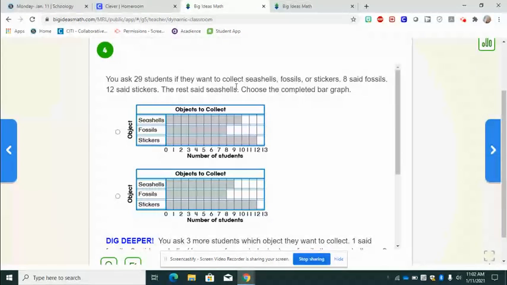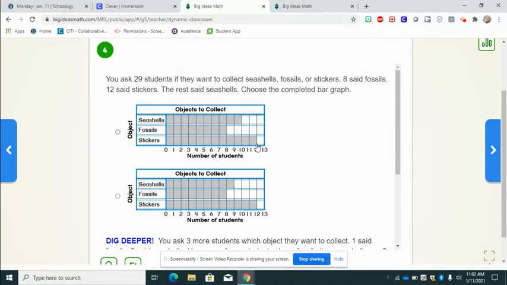8 of them said fossils and 12 of them said stickers. So if we look at our fossils, we should see the number 8. And then if we look at stickers, we should see the number 12, which is the same thing in this bar graph down here. But our question is, how many chose seashells? Because we don't know the answer to that. We know that there were 29 total, so we're going to add 8 and 12. So 8 fossils plus 12 stickers, and that equals 20.